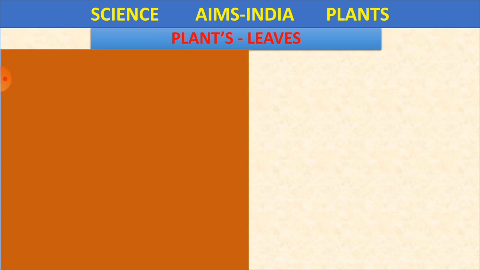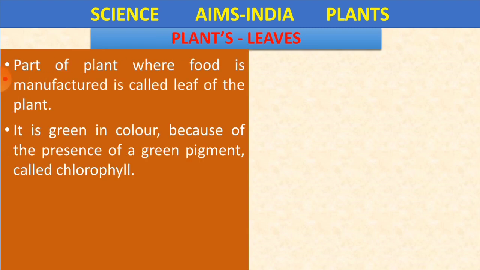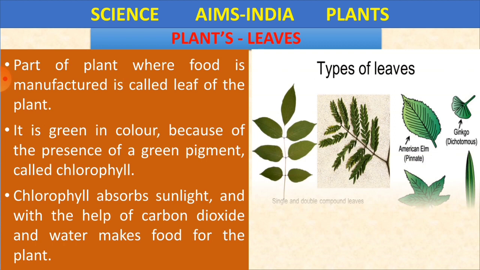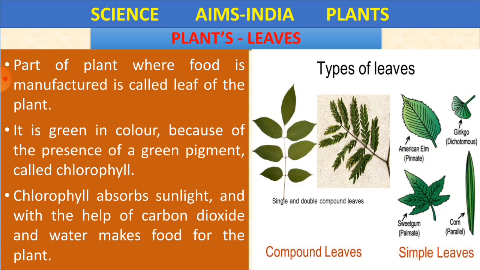Now, what about this plant's leaves? Until now we learnt the parts of a flower, then types of plants. Now we are going to learn more about leaves. What are the parts of the leaves, how the leaves are structured in a plant. The part of a plant where food is manufactured is called the leaf of the plant. As you see in the diagram, we have so many leaves for different types of plants, and these leaves produce the food for us.